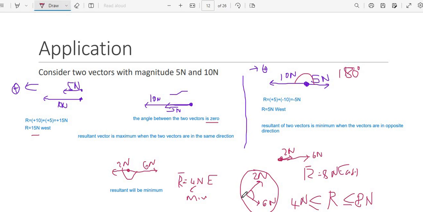So yes, that's it for today's lesson. In the next video, we are going to look at collinear vectors.